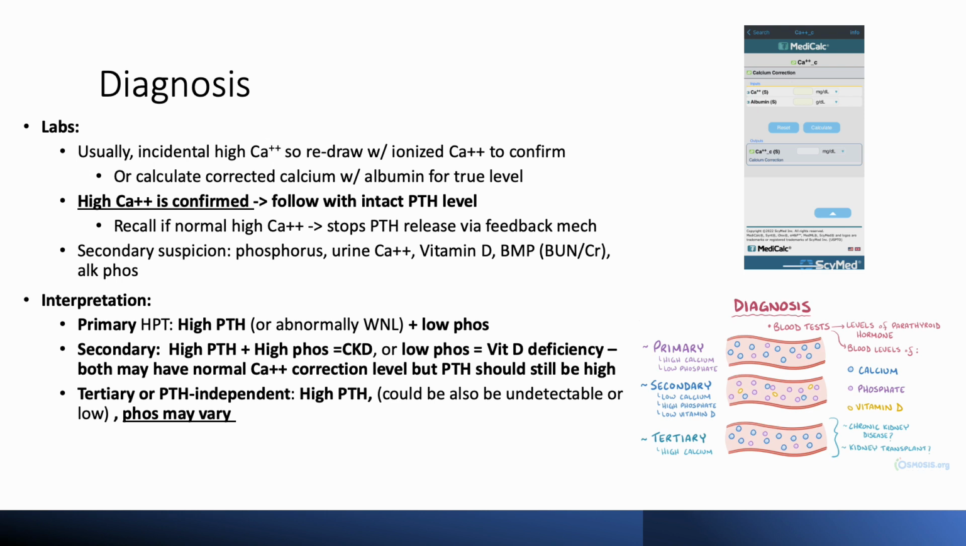Now, our tertiary or PTH independent, we should have high PTH. It could also, if it's having a moment where it decides not to be working because it's gone on a solo mission, right? It could be undetectable or low. And then the phos level may vary depending on the renal function.